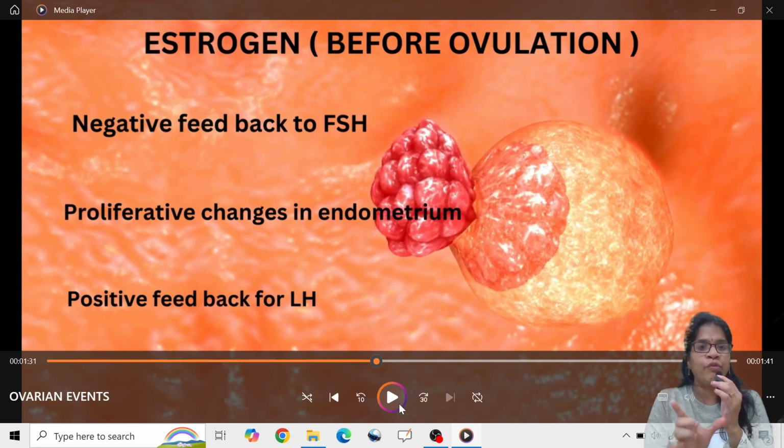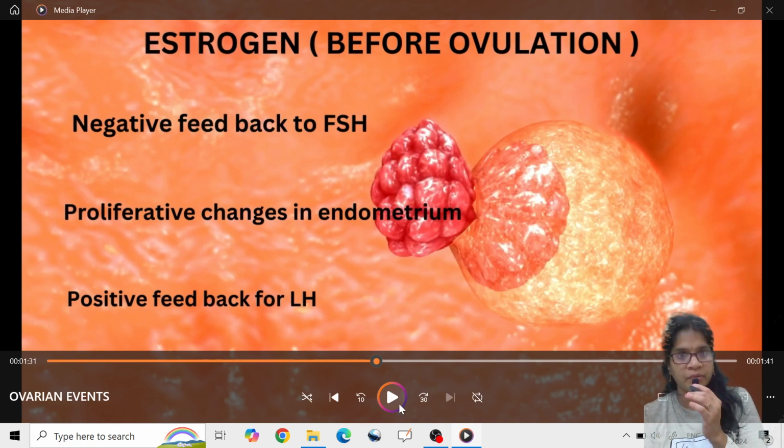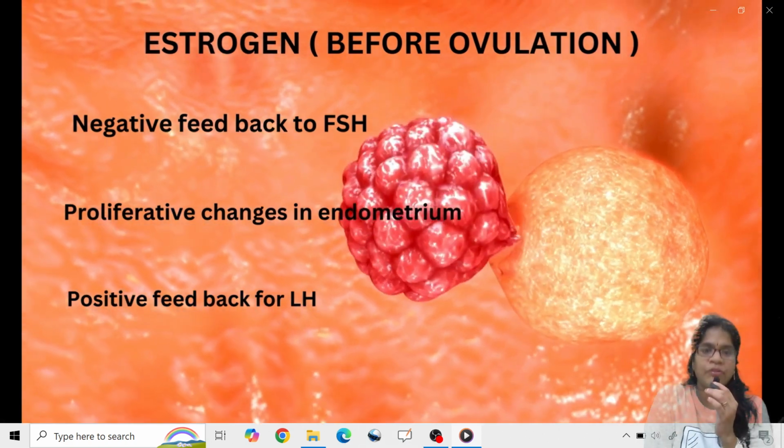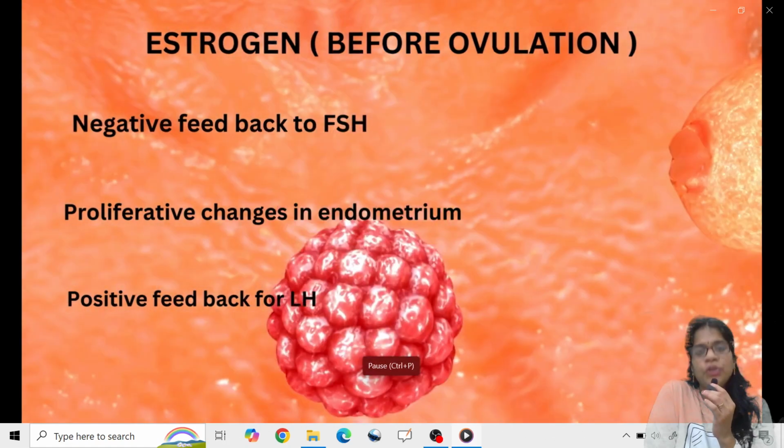So in the first 14 days before the egg is about to release, these are the major changes that are happening. First, negative feedback: estrogen is already present in the blood, giving negative feedback to follicle stimulating hormone, saying stop, no more FSH. Second, it will prepare the uterus for endometrium shedding, or for your baby's development. And the third is positive feedback maintaining the LH, which is important for corpus luteum formation. These are the major changes that happen when estrogen is released into your blood.